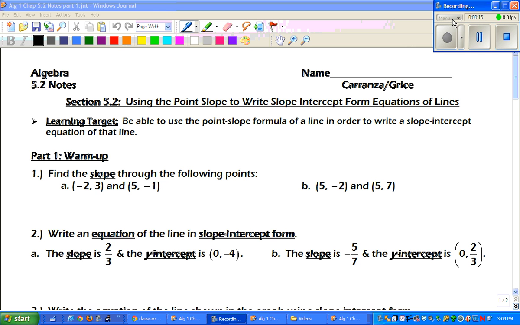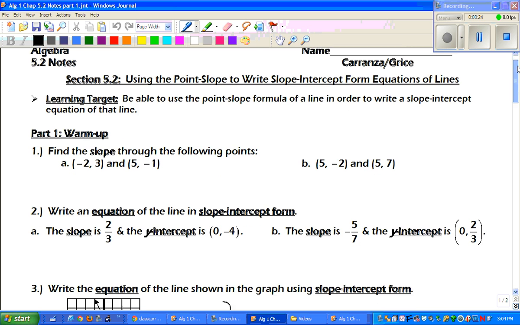Today we're going to be talking about using point slope to write slope-intercept forms of equations of lines. Before we get started with that, we need to do a little warm-up and reminder about some of the things we've already covered, partly in Chapter 4 and some in the last section.